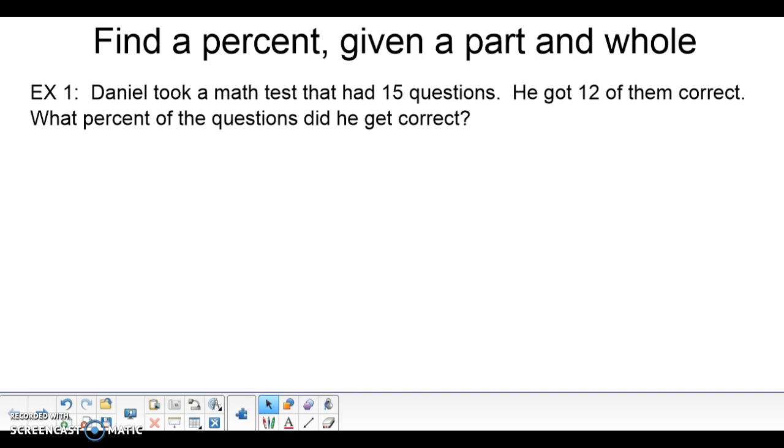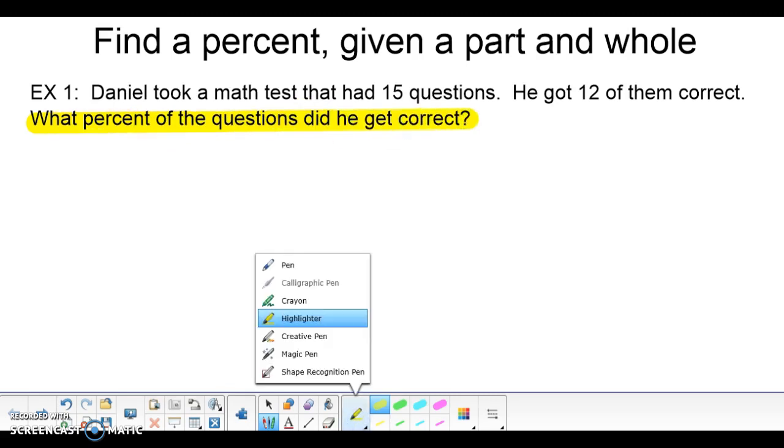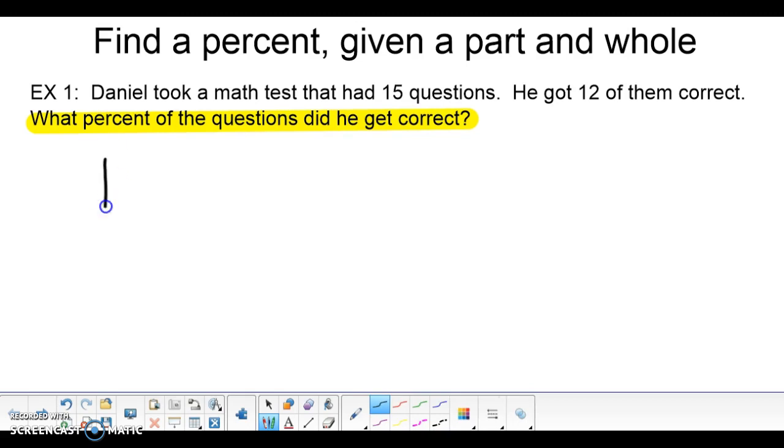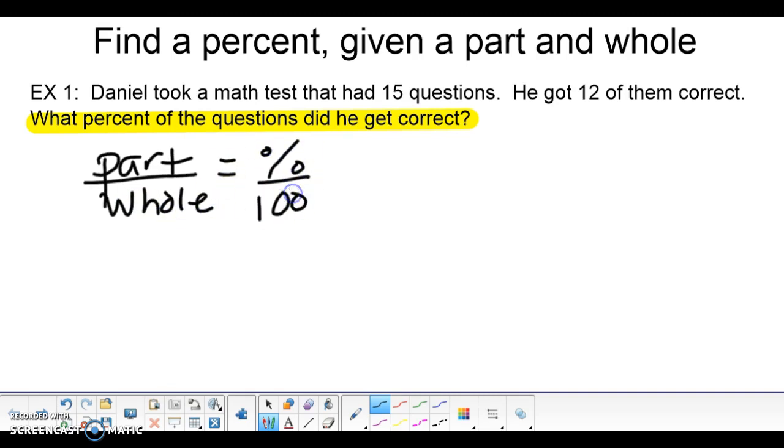Here it says that Daniel took a math test that had 15 questions. He got 12 of them correct. So the question is asking us, what percent of the questions did he get correct? So in this workshop, we're learning how to use the proportion. Part over whole equals percent over 100.